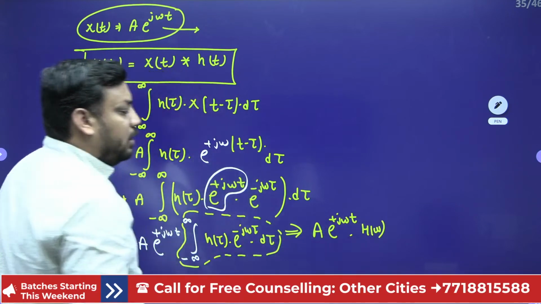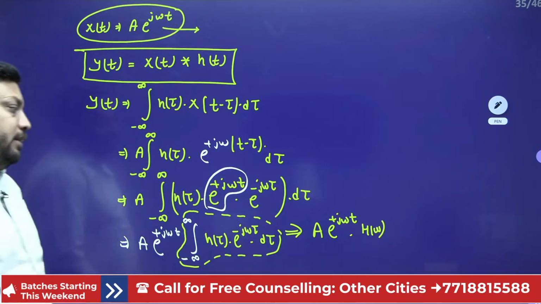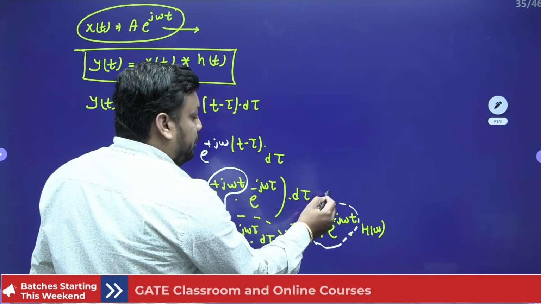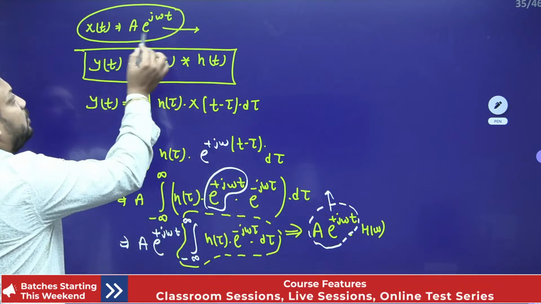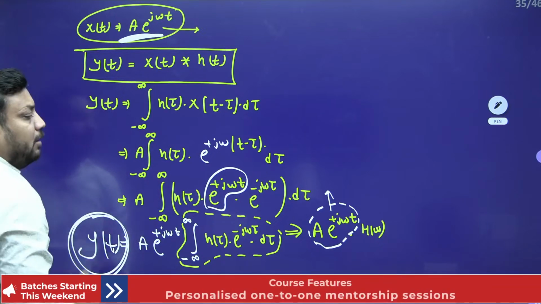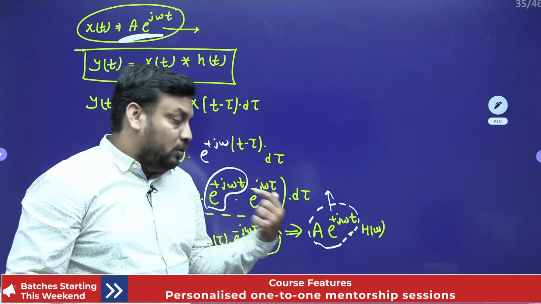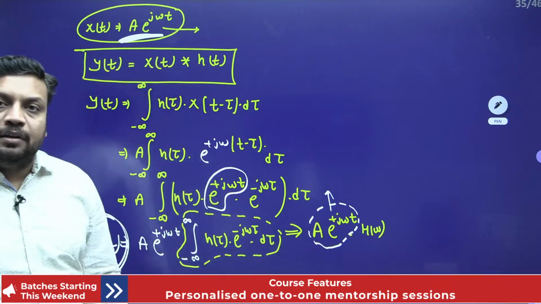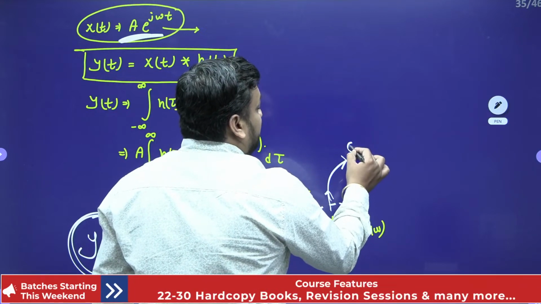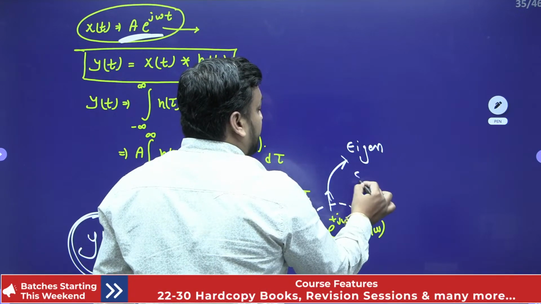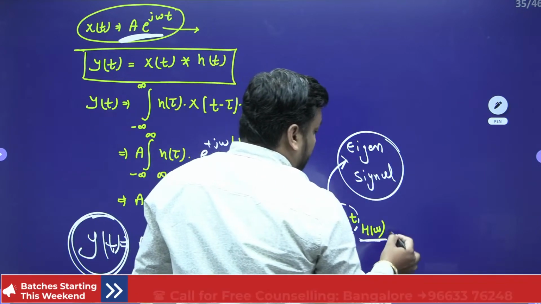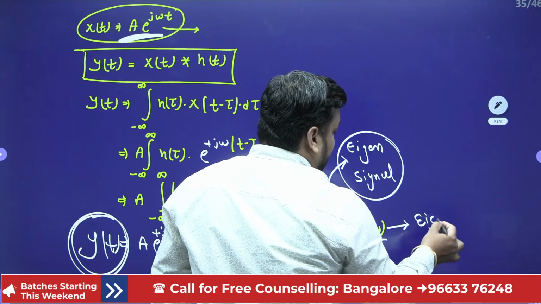So A e to the power j omega t, don't you think this is nothing but my input signal x of t? So what I have seen here is that my output y of t is also a multiple of the input signal x of t. It means for sure this signal is working as an eigensignal for all types of continuous time systems. And H of omega is working here as the eigenvalue.